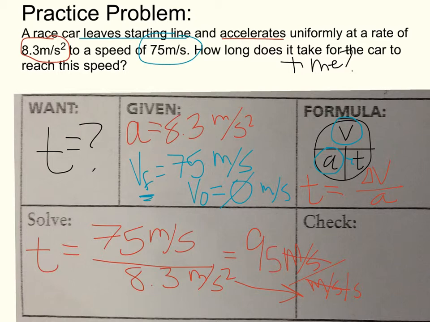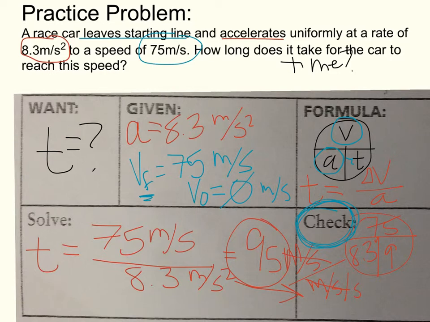So our answer is 9 seconds is the amount of time it would take for the race car to go from 0 to 75 meters per second at that rate of acceleration, 8.3 meters per second squared. We can plug things in to check. So if we plug in our time measurement of 9 and we have 8.3, we can multiply those numbers together to see if we get 75. It is always important to check your work to make sure that you have done your math correctly.